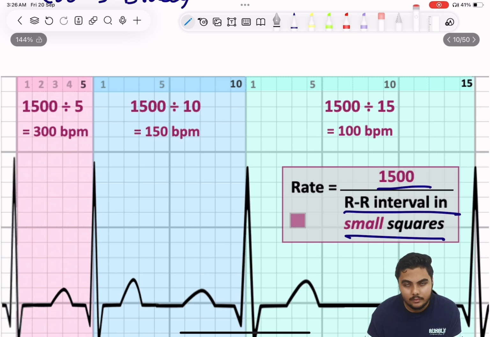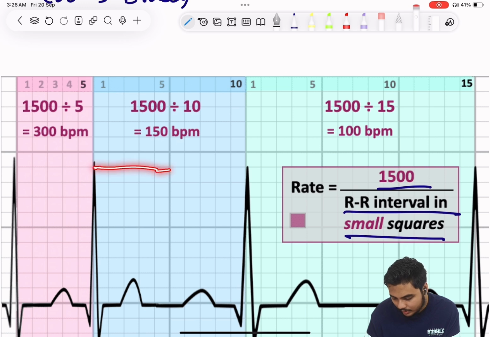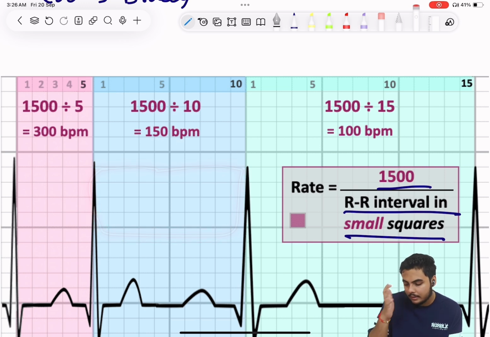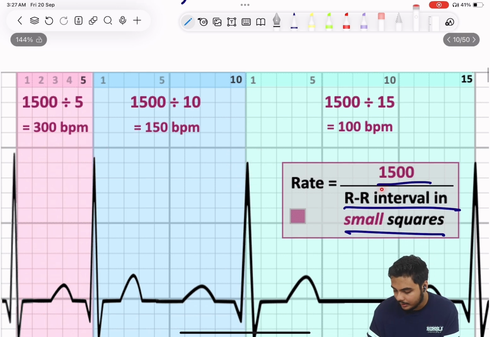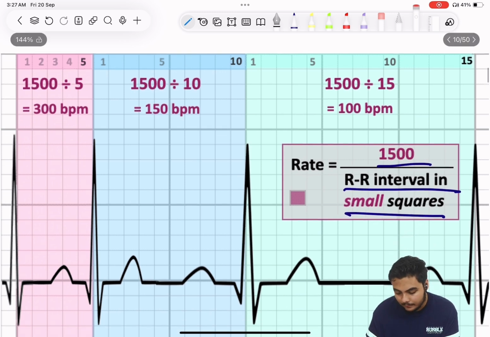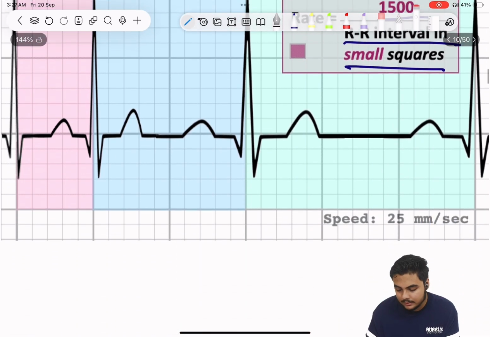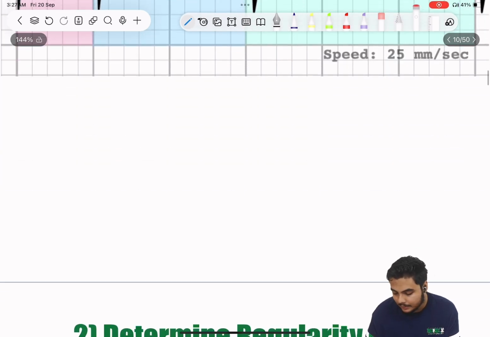So the second method is we have to calculate the number of small boxes between two R waves, right? So in this, here you can see there are two large boxes, which means approximately 10 small boxes between these two R waves. Now we have to divide 1500 by the number of small squares between two R waves. So here it comes down to around 10. So the heart rate here will be 1500 divided by 10, which comes down to 150 heartbeats per minute, right? So this is the second method that you can use, right?